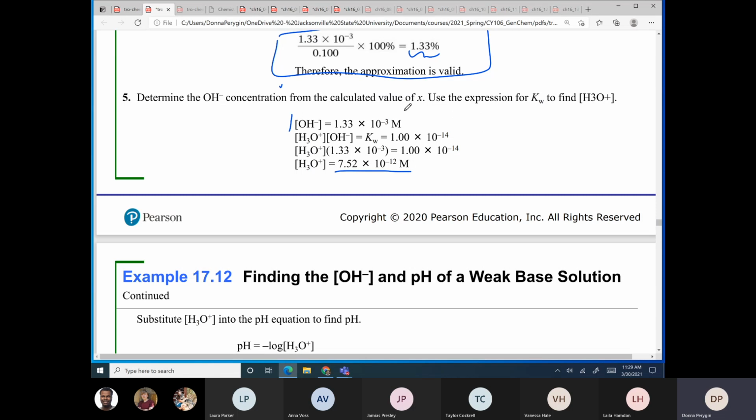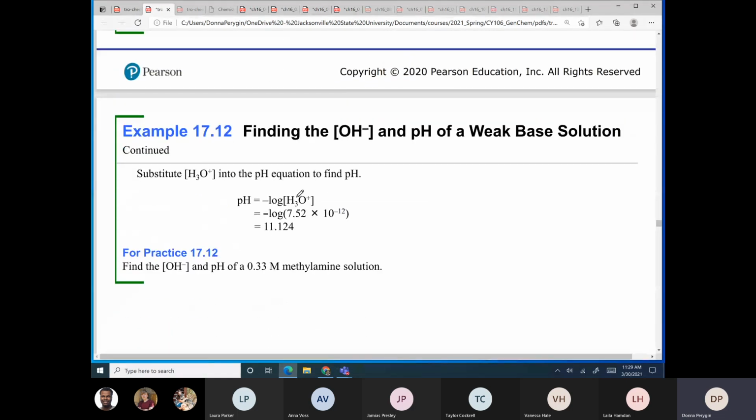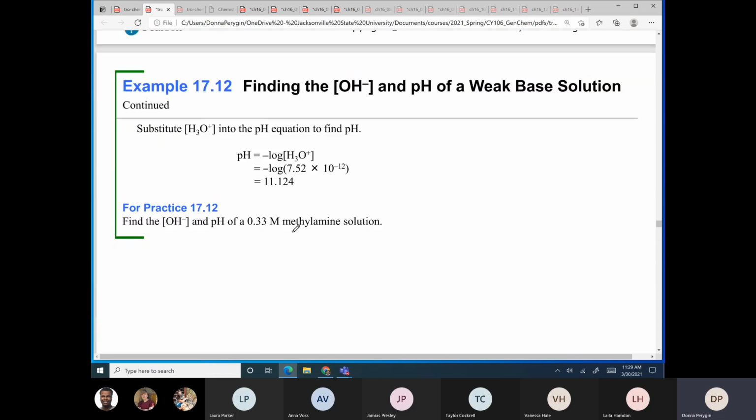Now remember, we were supposed to find the hydroxide ion concentration, which we found, okay? And then we need the pH. The pH is not the hydroxide ion concentration. It's going to be the negative log of the H plus concentration, so we need to solve for that. So we solved for the H plus concentration. We take the negative log of that to get the pH. So that gives us the negative log of 7.52 times 10 to the minus 12. That gives us a pH of 11.124, which makes sense because this was a basic solution. We're in that 7 to 14 range, okay?